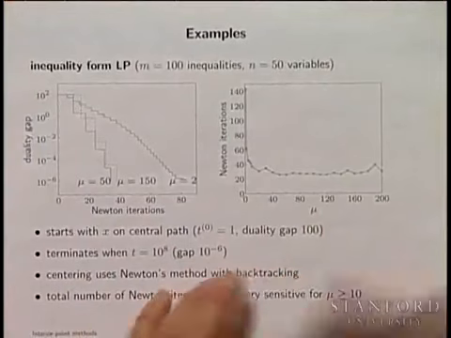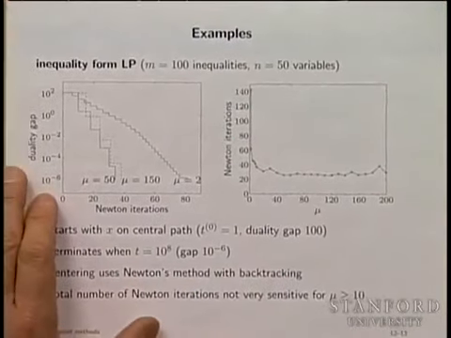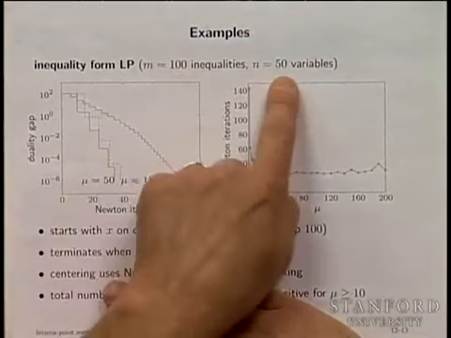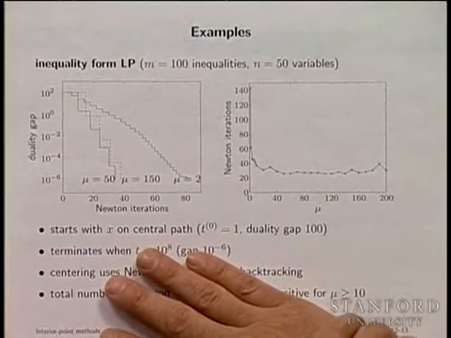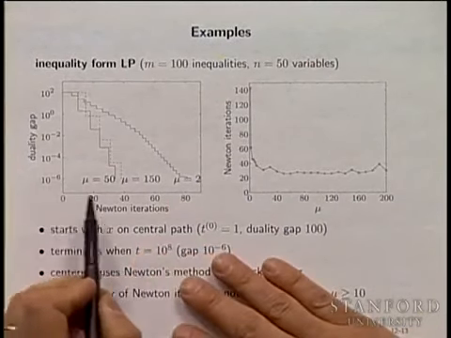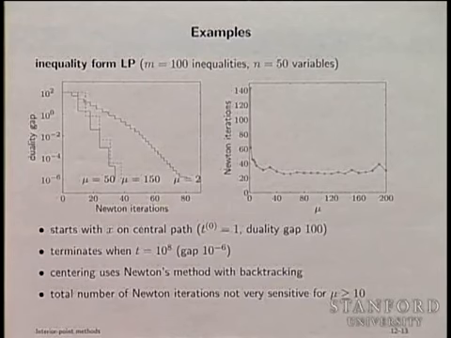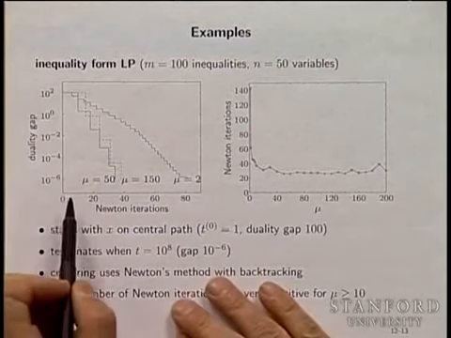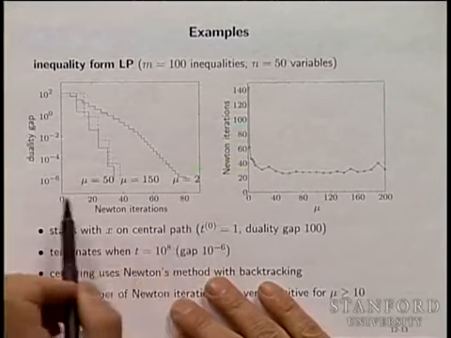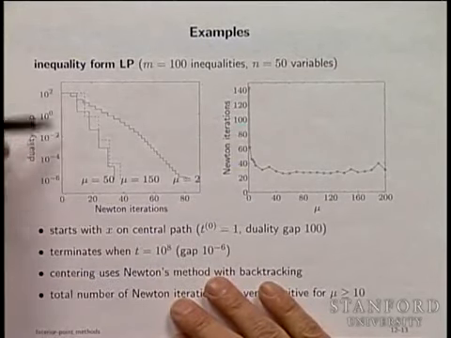This is the dual of the problem you're solving on your homework. It's an LP with 100 inequalities and 50 variables. This shows you the number of Newton steps. By the way, the computational effort is simply measured in the unit of the number of Newton steps, period. That's the cost. The number of Newton steps is plotted here, and this gives you your duality gap.